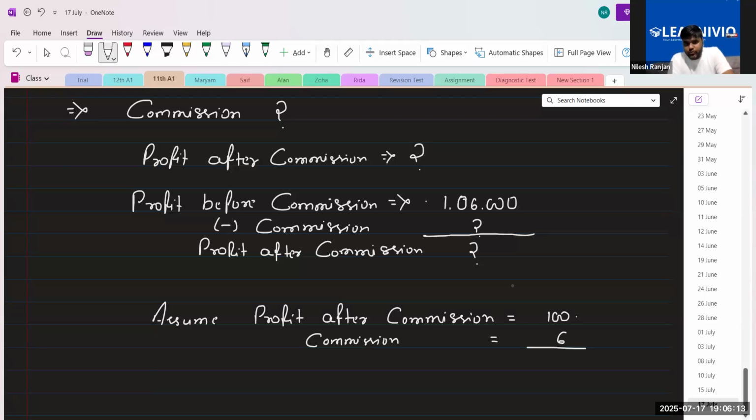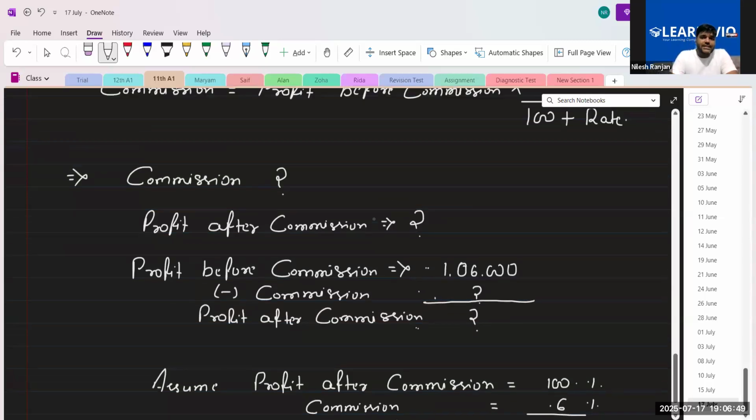So from profit before commission, if you deduct commission, then you get profit after commission. So we can say that in profit after commission, if you add commission, then you'll get profit before commission. So 100 plus 6, 106. This is your profit before commission. Yes or no? Yes, sir. So if we take this in percentage form, your profit after commission is 100%, your commission is 6%, and your profit before commission is 106%.